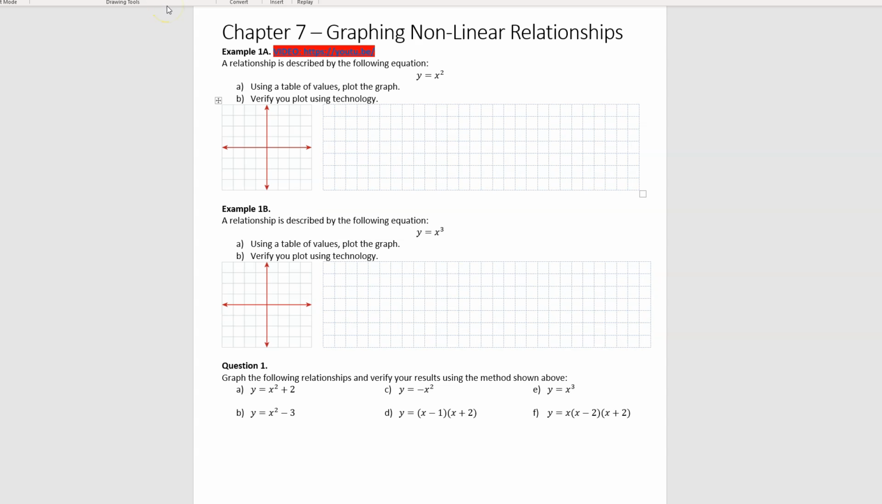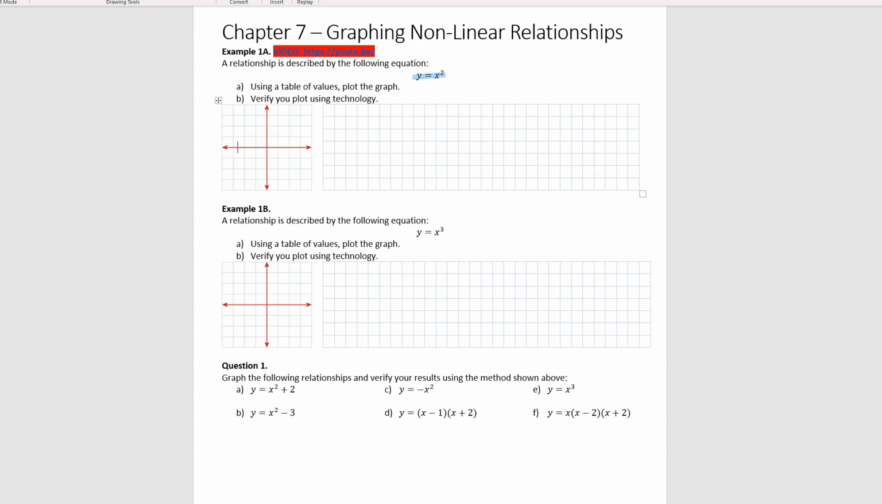Over in example 1a, it says a relationship is described by the following equation: y equals x to the power of 2. Using a table of values, plot the graph, and then secondly, verify your plot using technology.